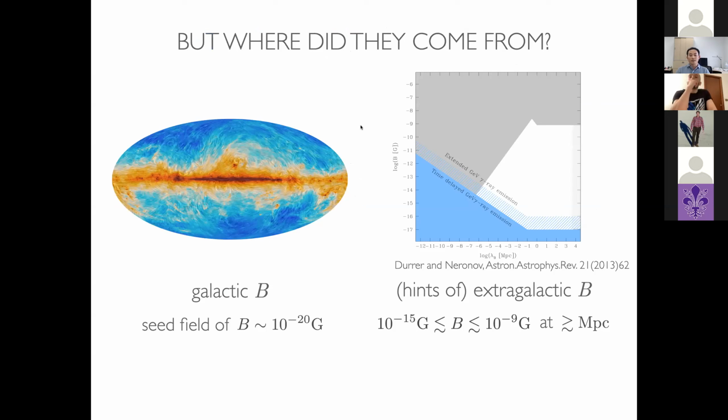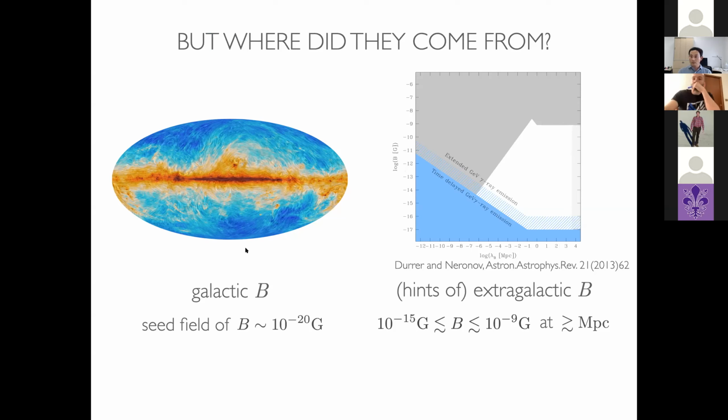So we have seen observational evidence or hints for both galactic and extragalactic magnetic fields. The next question is, then, where did these magnetic fields come from? For these galactic magnetic fields with a size of microgauss, they have to start from something. I mean, they have to be seeded at some point. And studies typically say that these galactic magnetic fields have to start from a seed field of something like 10 to the minus 20 Gauss.